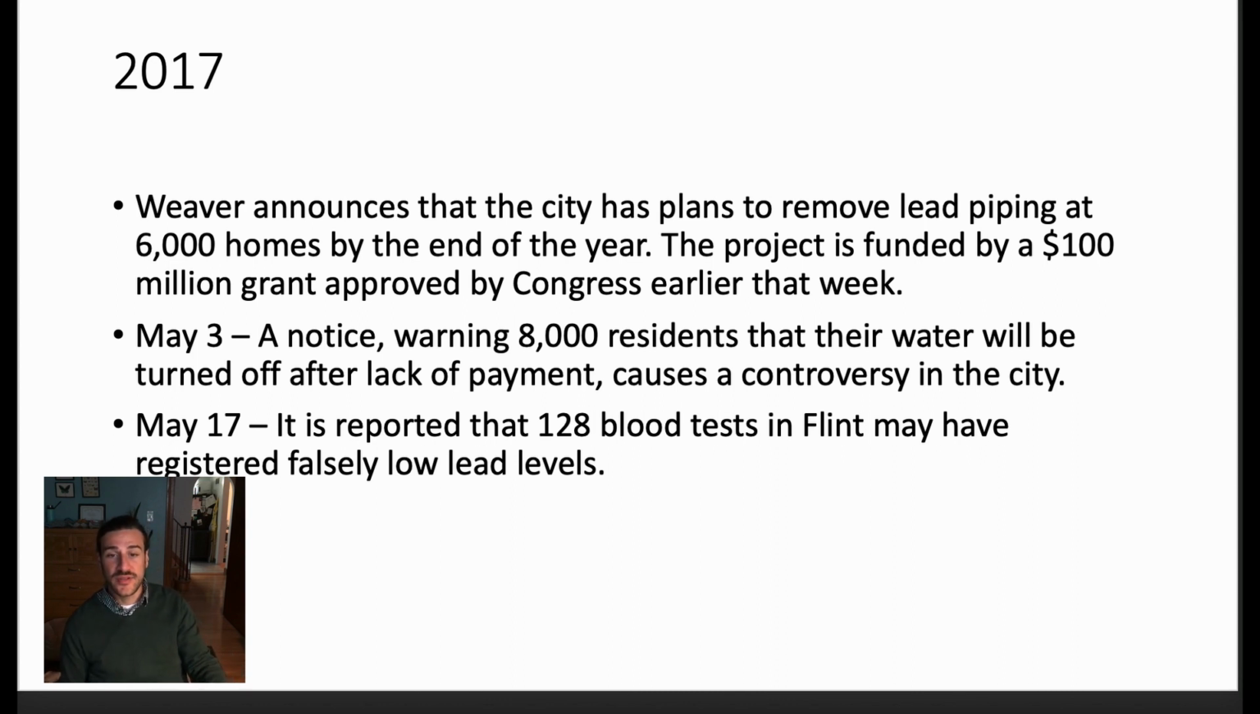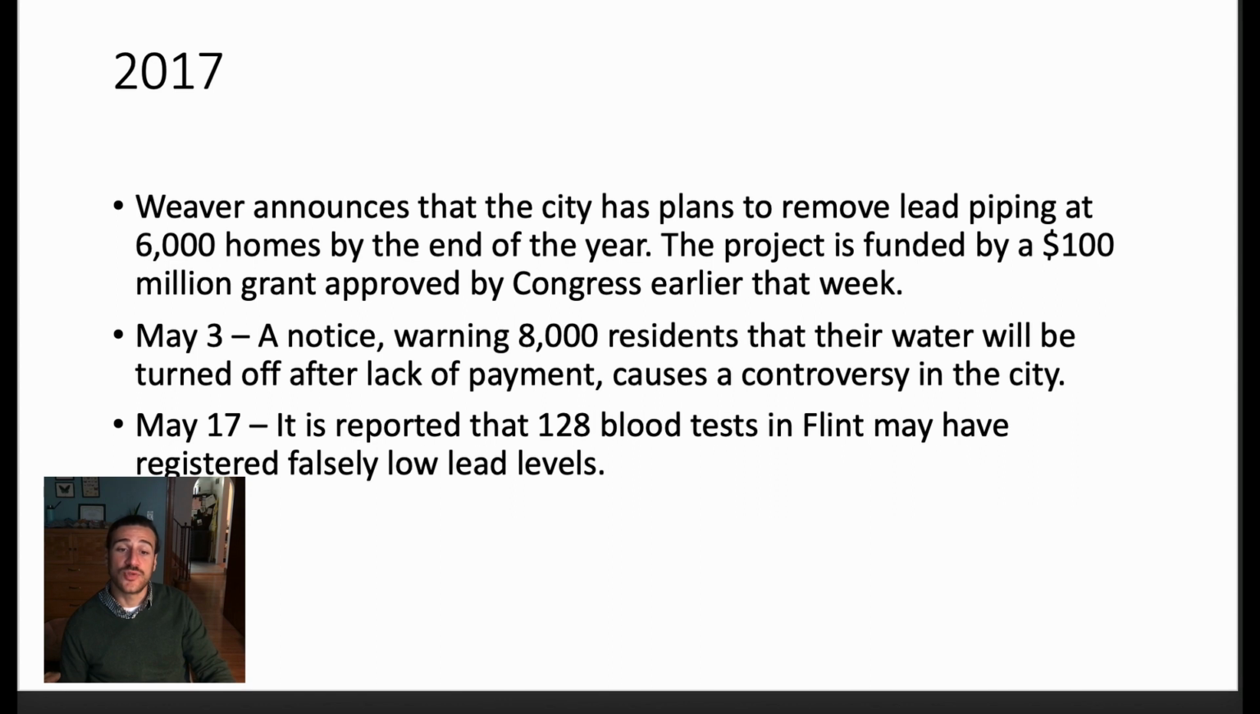So in 2017, the city realizes and Weaver announces that 6,000 homes have to get lead piping removed. Now, this was a $100 million grant approved by Congress. On May 3rd in 2017, a notice warning 8,000 residents that their water will be turned off after a lack of payment causes controversy in the city. So now their water is just straight up turned off.